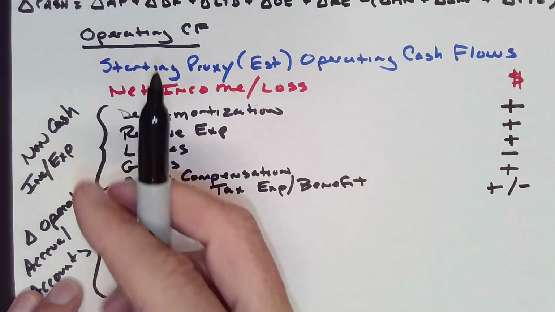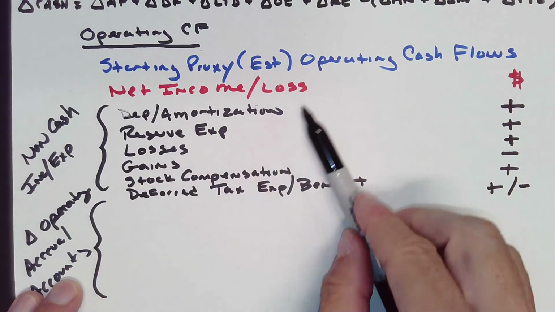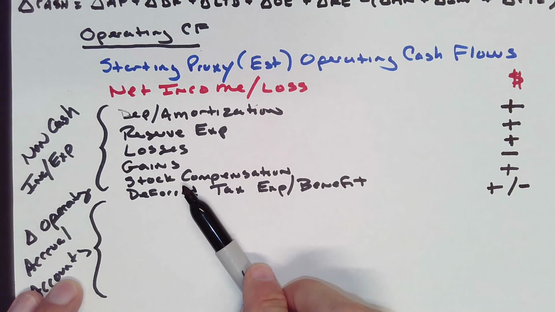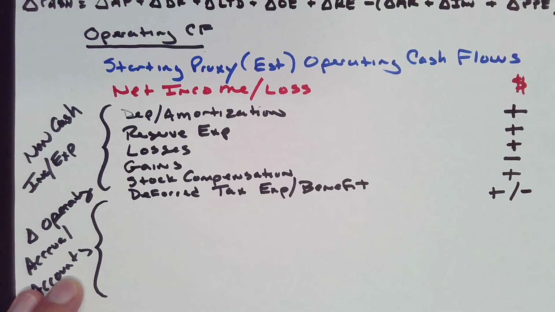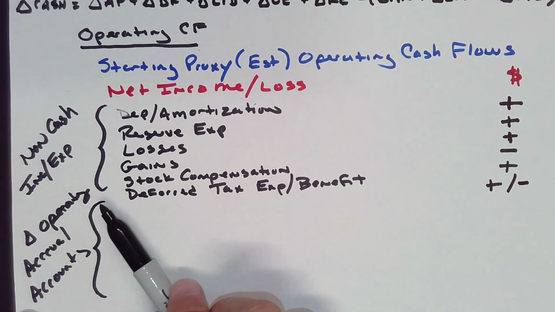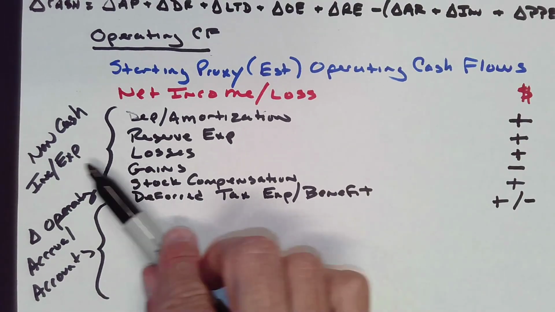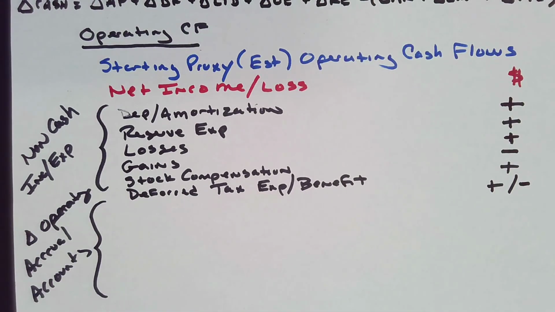So that's kind of dealing with the top part of the operating cash flow statement. In another recording, we're going to take a look at the bottom part, the changes in operating accrual accounts.